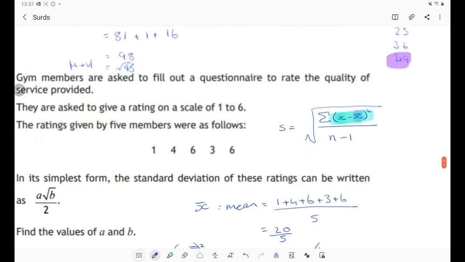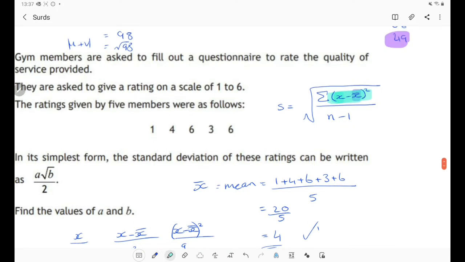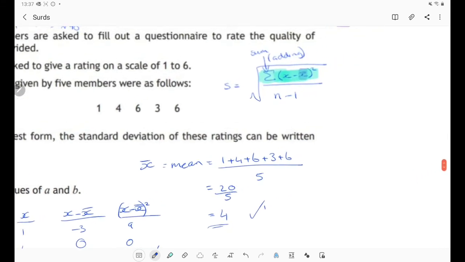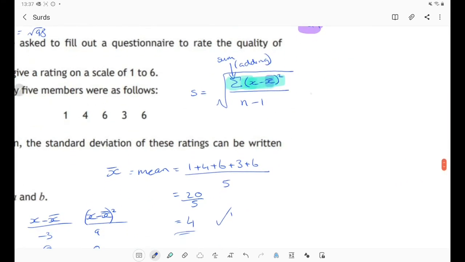However, we look at our formula, we don't just want x minus x bar, we want this weird symbol. And this symbol means the sum, which is adding. So we have to add up this final column to get a sum of 18. And we use that in our formula.